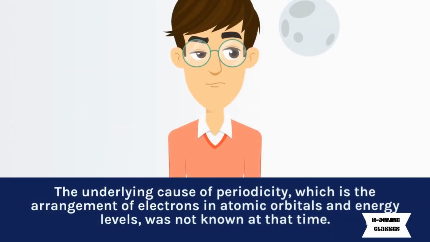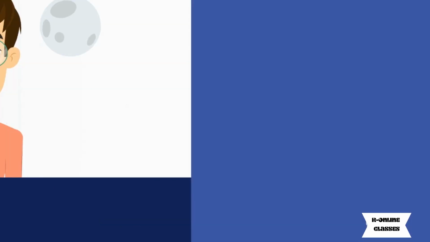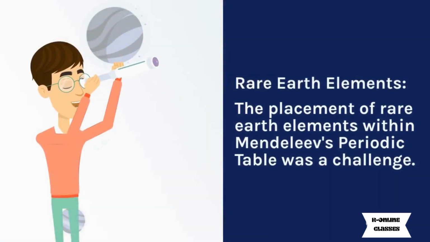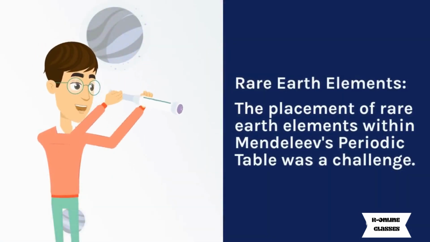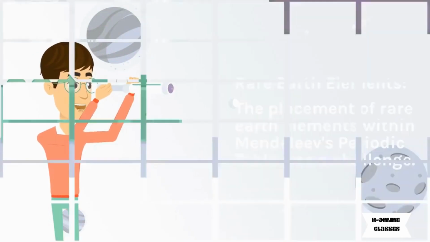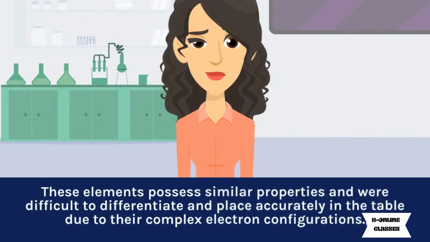The underlying cause of periodicity, which is the arrangement of electrons in atomic orbitals and energy levels, was not known at that time. This limitation hindered a deep understanding of the periodic trends and patterns observed in the table. Rare earth elements. The placement of rare earth elements within Mendeleev's periodic table was a challenge. These elements possess similar properties and were difficult to differentiate and place accurately in the table due to their complex electron configurations.